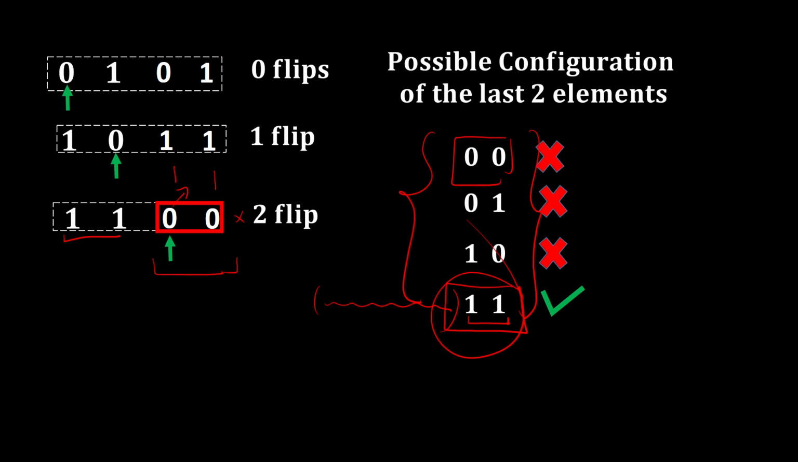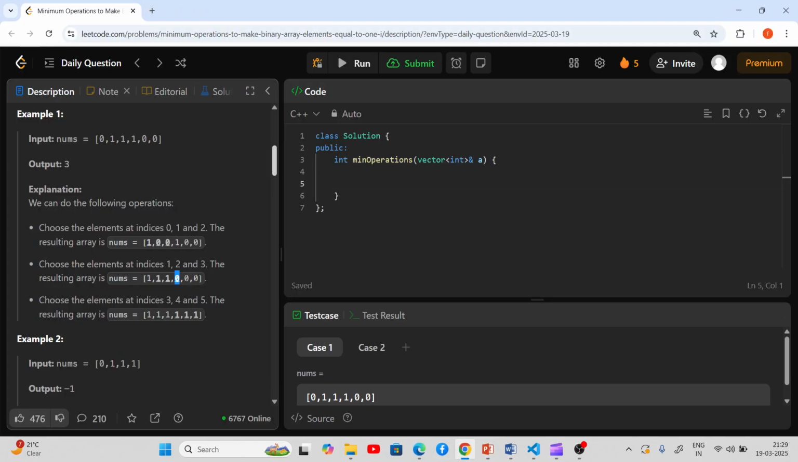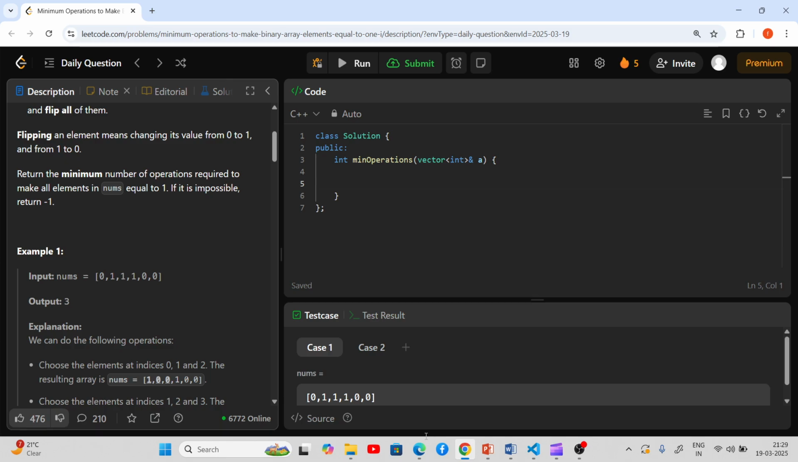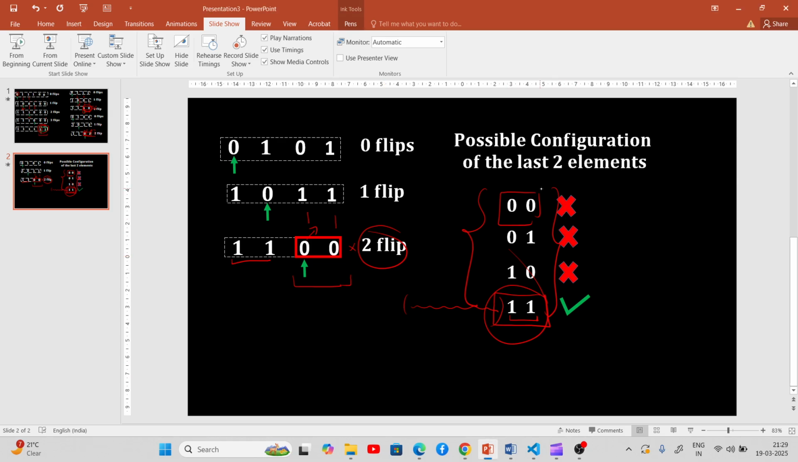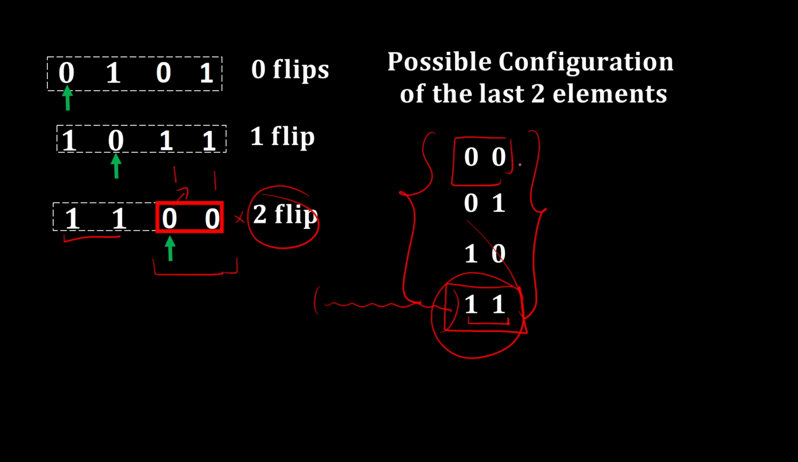So once you have started traversing and you have ended your traversals, you do not immediately return the number of flips, because as the problem statement clearly mentioned, return the minimum number of operations required to make all elements in nums equal to 1. If it is impossible, return -1. And these are the 3 types of cases in which you get that -1 answer, because in these 3 cases it is impossible to convert your entire array into ones.